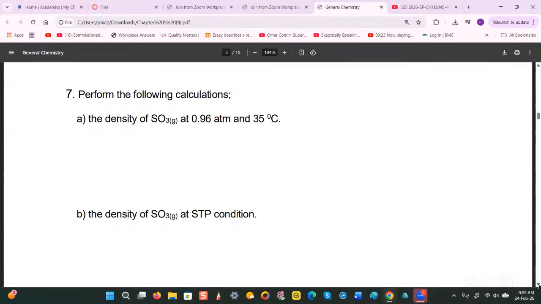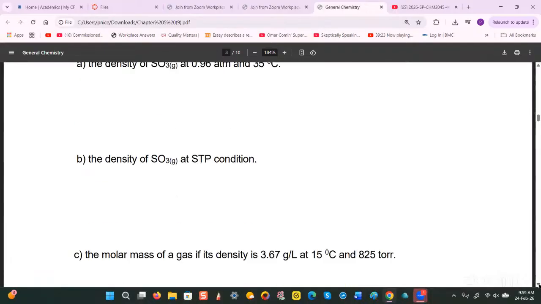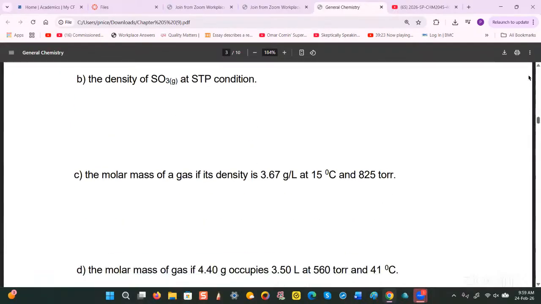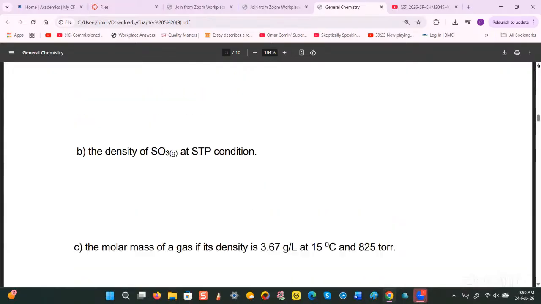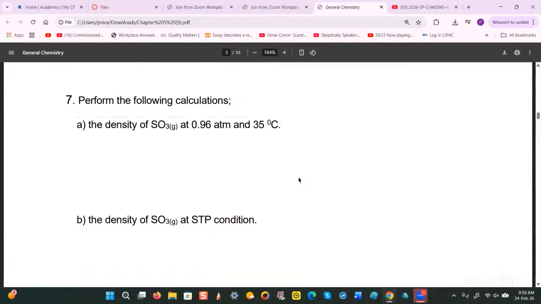Okay, so this is asking for you to calculate the density. Okay, some different things, density and molar mass mainly. And there's a formula that is derived from the ideal gas equation, which allows you to calculate the density of a gas. And I discussed this in the video as well. That equation is density is equal to P times uppercase M divided by RT.